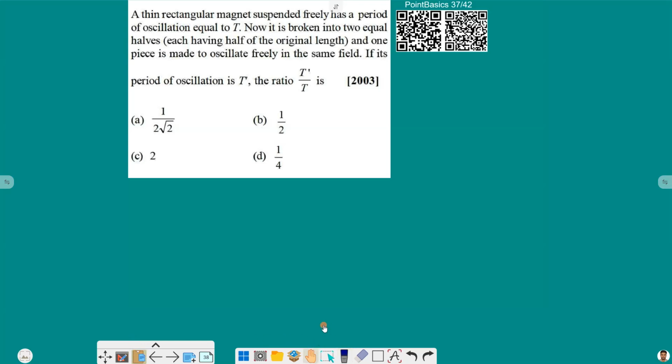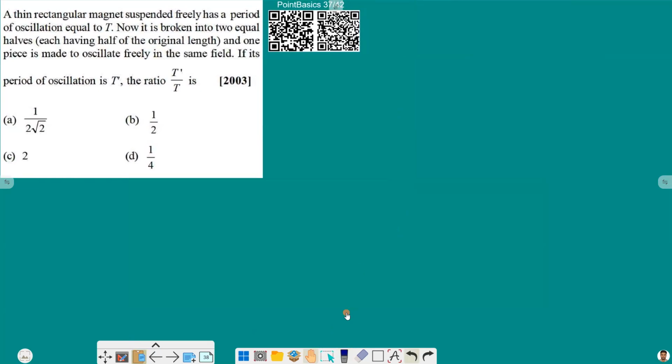Now to solve this, let's suppose we have a magnet. Initially, we had a magnet with pole strength small m and length small l. Now we broke it into two pieces. As after breaking, pole strength does not change, so pole strength is m, length becomes l by 2, and there is a second part with pole strength m and length l by 2. Now the magnetic dipole moment of the original magnet is ml. For this magnet it is ml by 2, and for this magnet it is ml by 2.